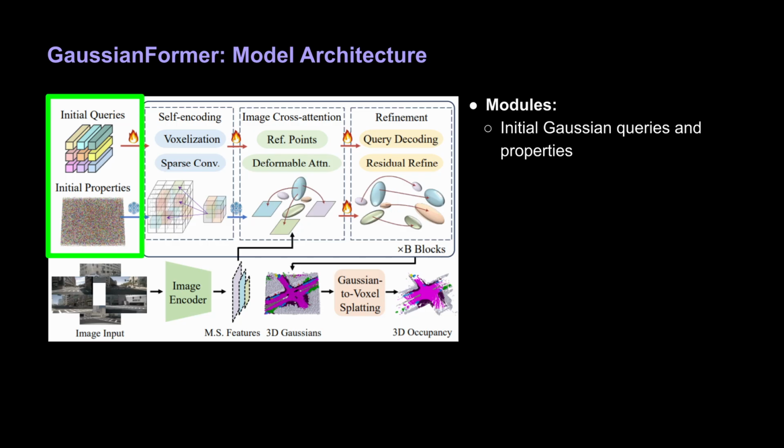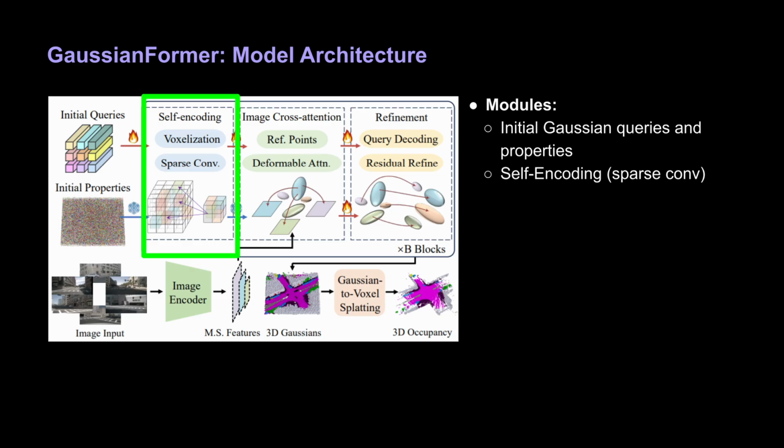First, Gaussian queries and properties. The system maintains two sets of representations for each Gaussian. Gaussian queries are high-dimensional feature vectors that interact through transformer blocks, gathering contextual information from images and among themselves. Gaussian properties are physical parameters such as mean, scale, rotation, and semantics that define the actual Gaussian primitives.